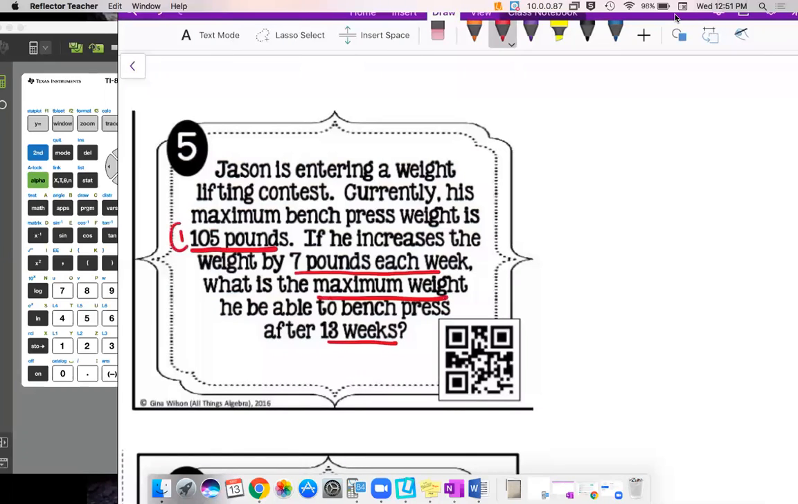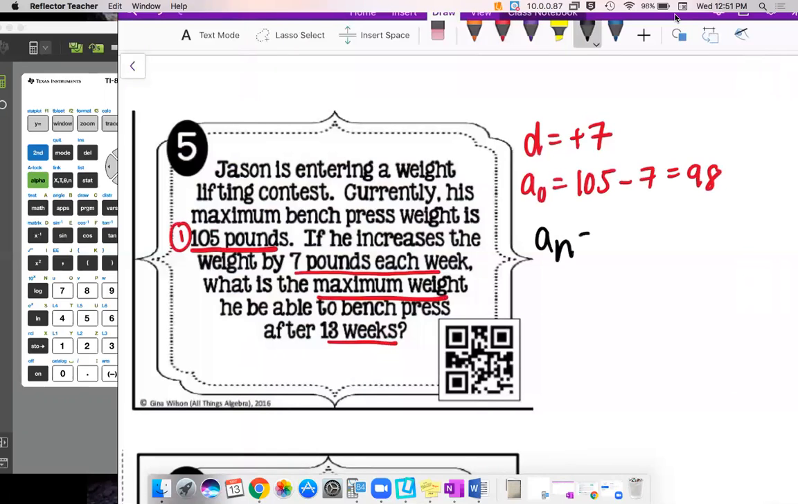So this is technically week 1 when he's starting, right? So we got to go backwards to get our a sub 0. So let's first know, we know our common difference is that we're adding 7 over and over again. And so if we need to go backwards to our 0 term, our a sub 0 is going to be 105 minus 7, which gives us 98. And then we just write our formula. So we have a of n equals 7n plus 98.